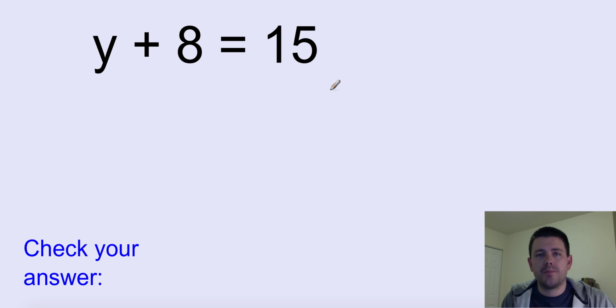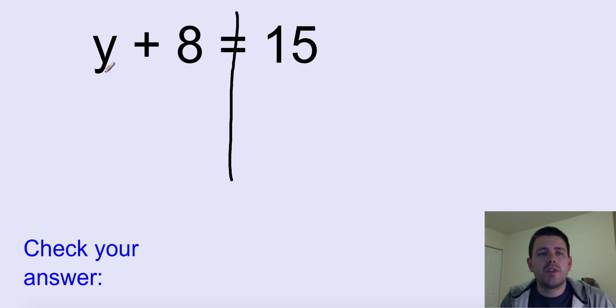So let's try another one. y plus 8 is equal to 15. So again, our first step is always draw that line down to your equal sign. Okay? It's a good reminder that says whatever you do to one side of that equal sign, you have to do the same thing to the other side.